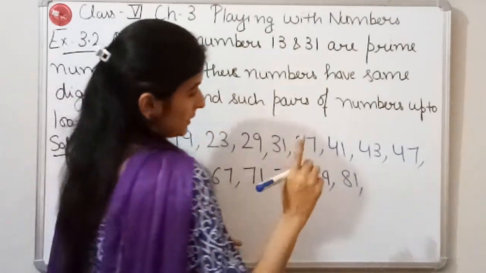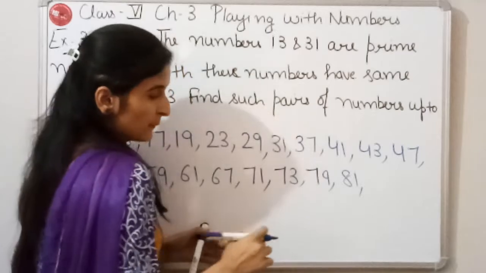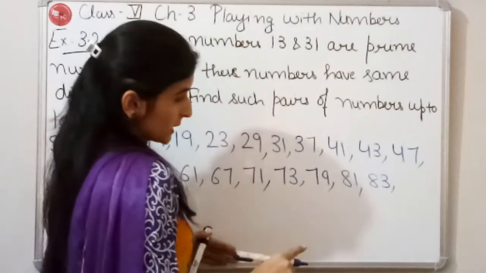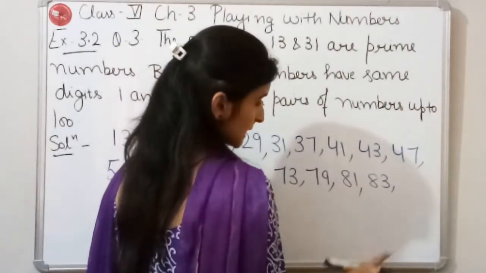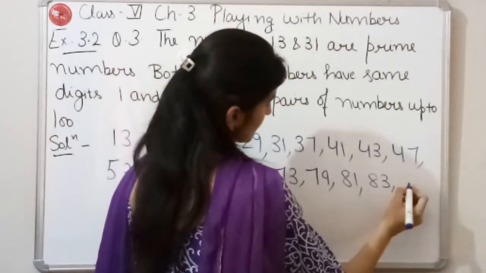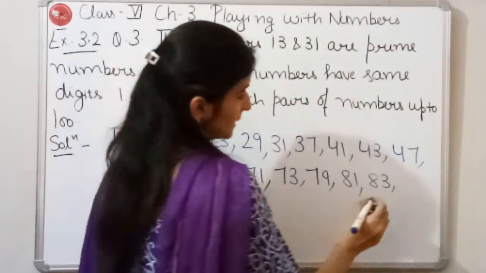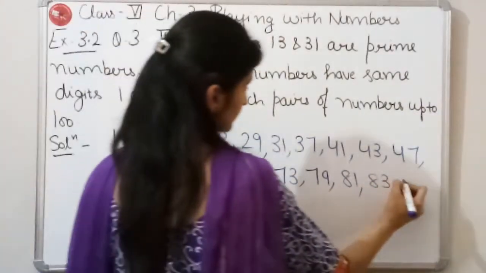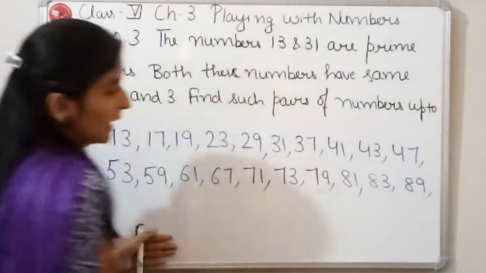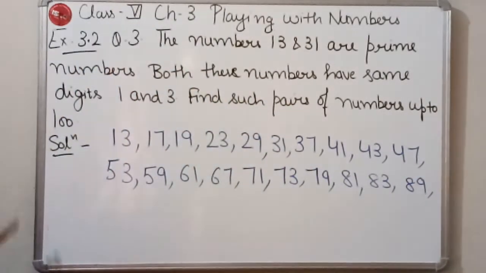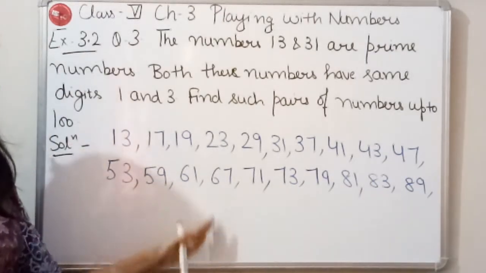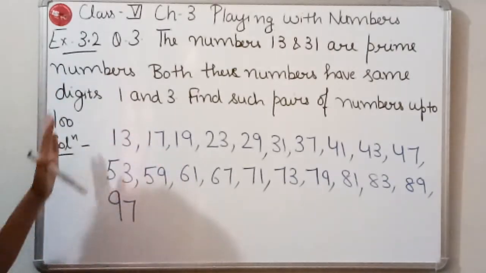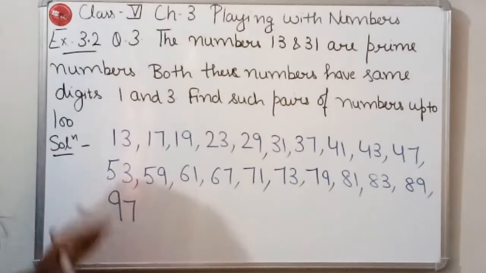82 is not a prime number. Then 83 is a prime number. 84, 85, 86, 87, 88 and then 89 is a prime number. Fine. After that, 90, 91, 92, 93, 94, 95, 96 and at the last 97 is a prime number. So these are the prime numbers up to 100.